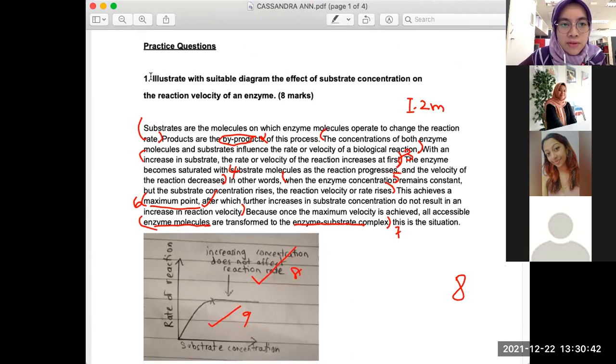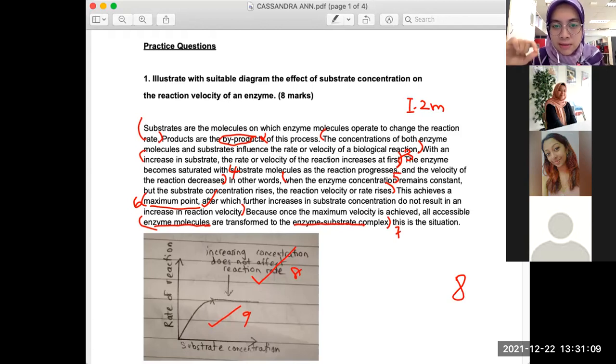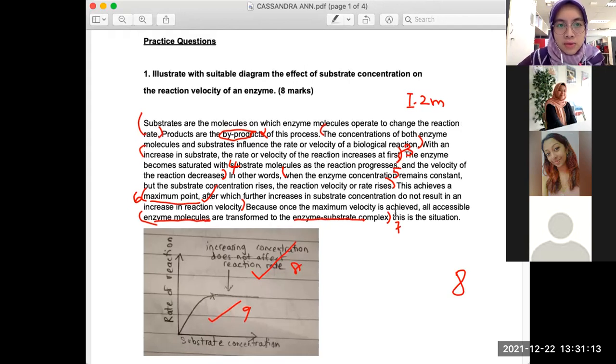Okay, so if the question asks you to illustrate with a suitable diagram or explain with the aid of a diagram, you need to draw the diagram on your own. You cannot copy paste from other places. You must draw on your own. If you have problems attaching in the BEZ, you can email them separately to me. Just write the question number and your names. So first thing, you cannot copy paste, you have to draw on your own.